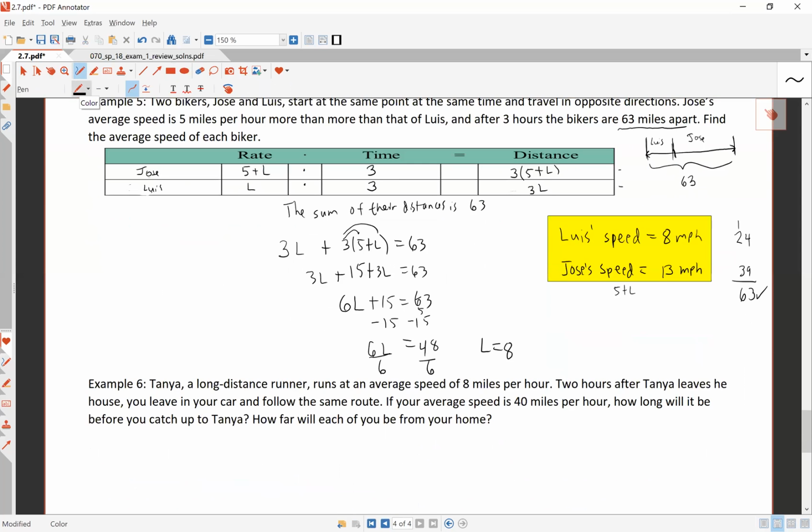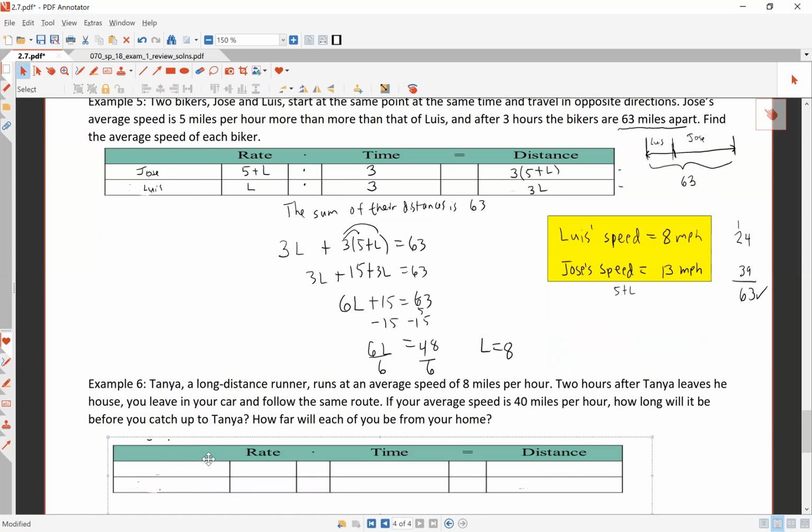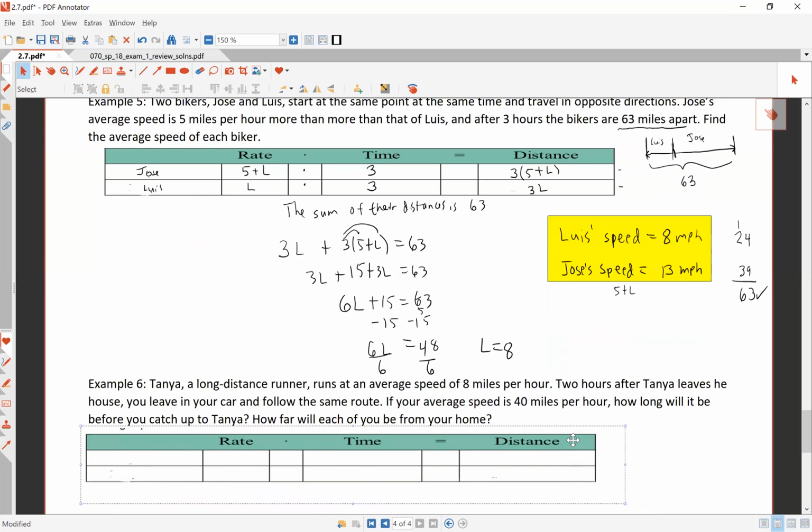Okay, so again, we start with the table. We're going to fill in the 4 boxes: 1, 2, 3, 4. And use the formula to come up with the distance.